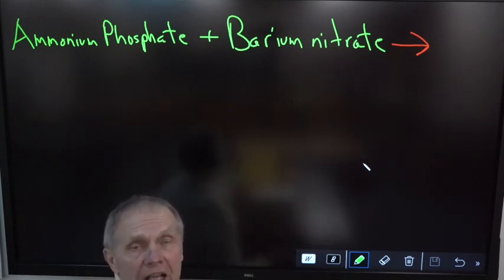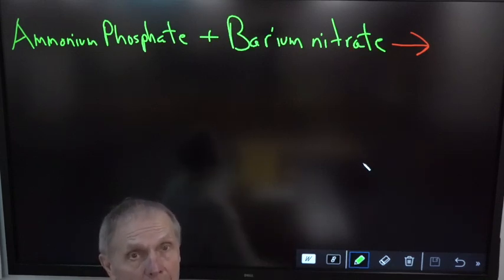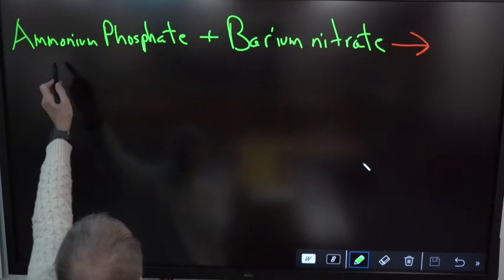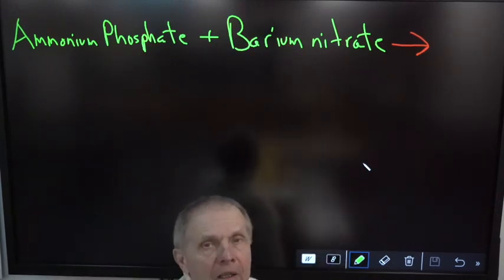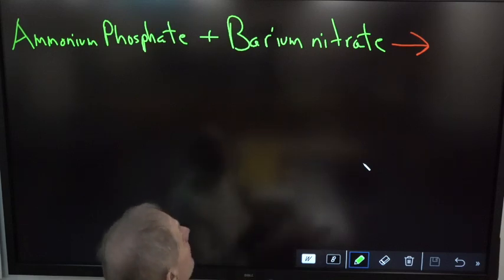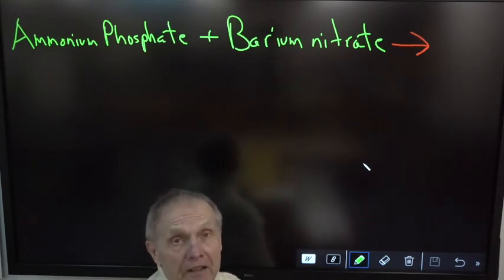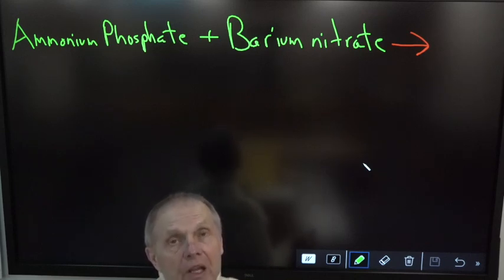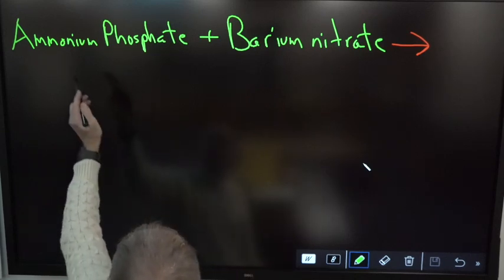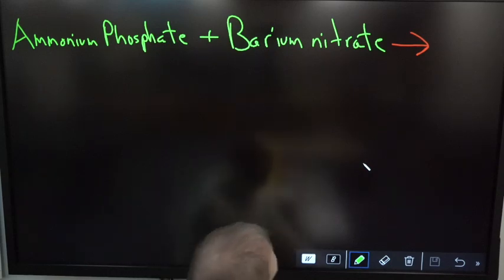Here is the second double replacement we're going to do. So what do we have? We have ammonium phosphate and barium nitrate. So like I said, the reactants are almost always soluble, but let's take a peek on reference table F and make sure. So we have ammonium phosphate and barium nitrate.